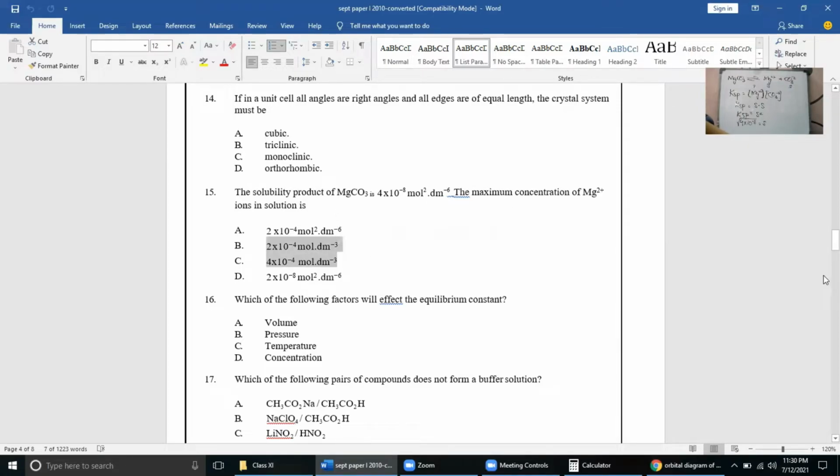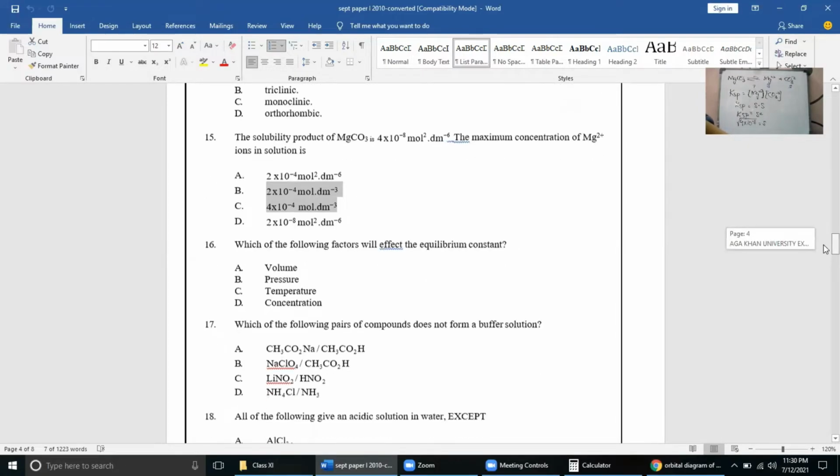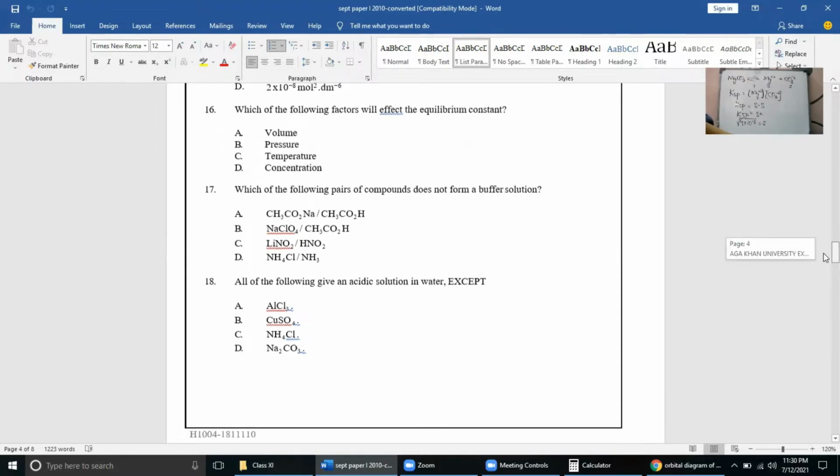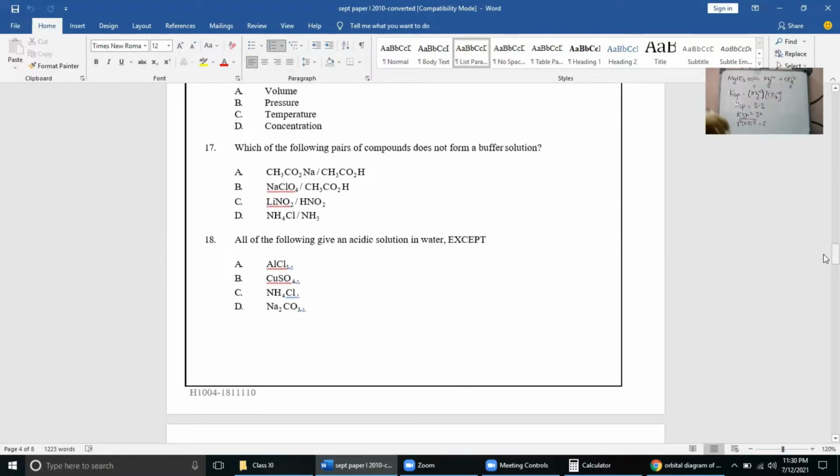Okay. Next question is, which of the following factors will affect the equilibrium constant? Equilibrium constant is affected by temperature only. Kc value is temperature dependent. So temperature is the correct answer. Number 17. Which of the following pairs of compounds does not form a buffer solution? A buffer solution is formed by any weak acid or base with their salts.